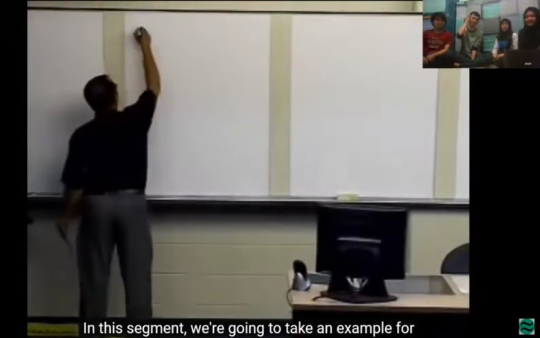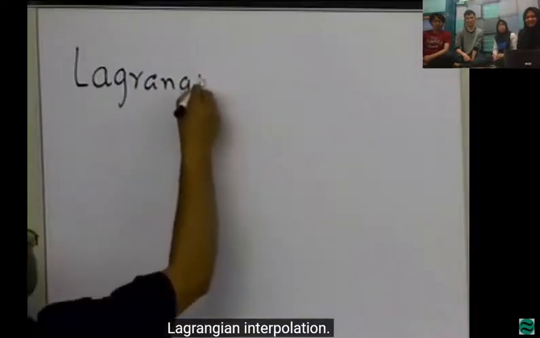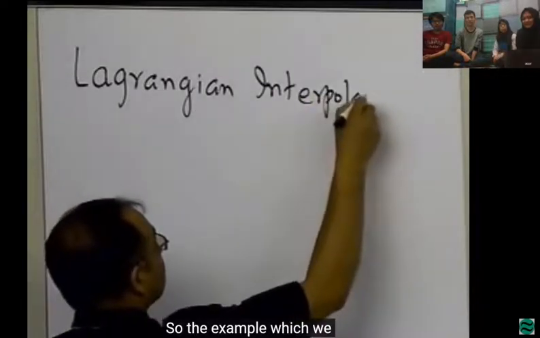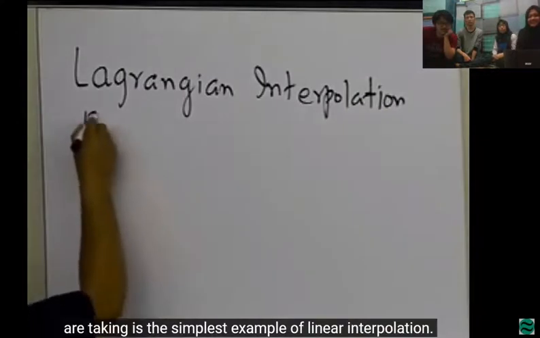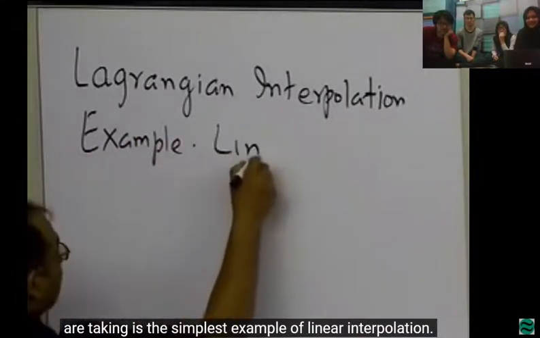In this segment, we're going to take an example for Lagrangian interpolation. So the example which we are taking is the simplest example of linear interpolation.